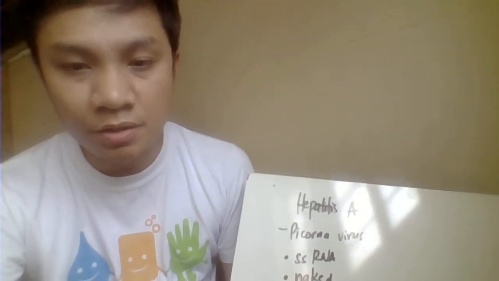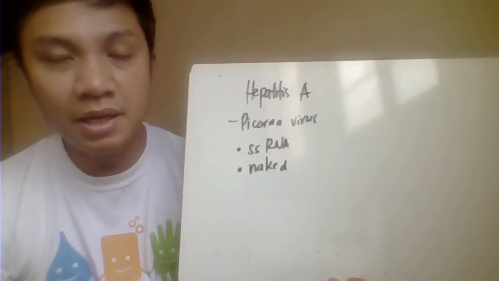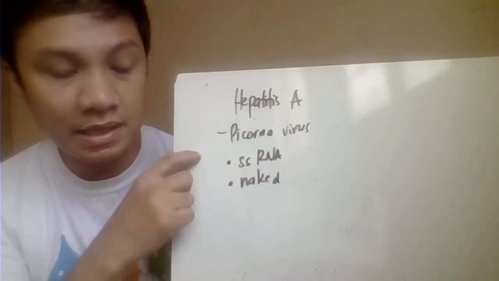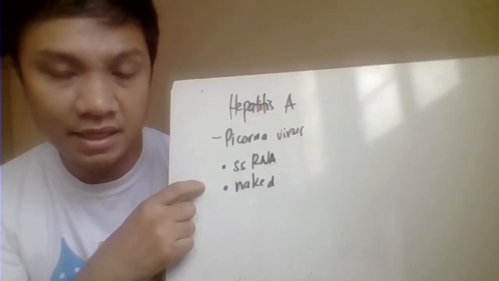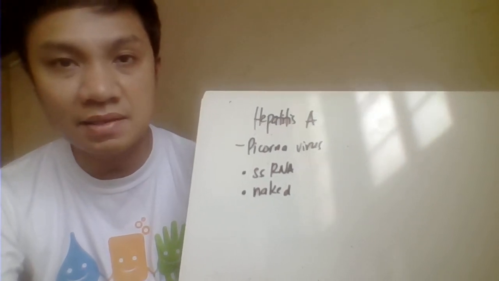We start our discussion with hepatitis A. Hepatitis A is caused by the picornavirus. Hepatitis A is a fecal-oral transmitted virus. The picornavirus is a single-stranded RNA and a naked virus. That's your virology. Again, hepatitis A is fecal-oral. You get infected by hepatitis A through the fecal-oral route, by close contact with someone who is positive, or by ingestion of contaminated food and water. The incubation period for hepatitis A is 28 days.